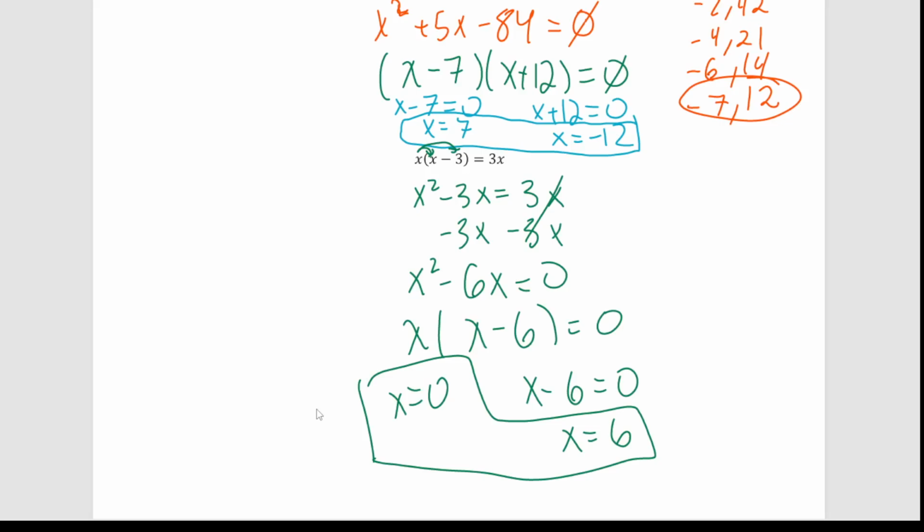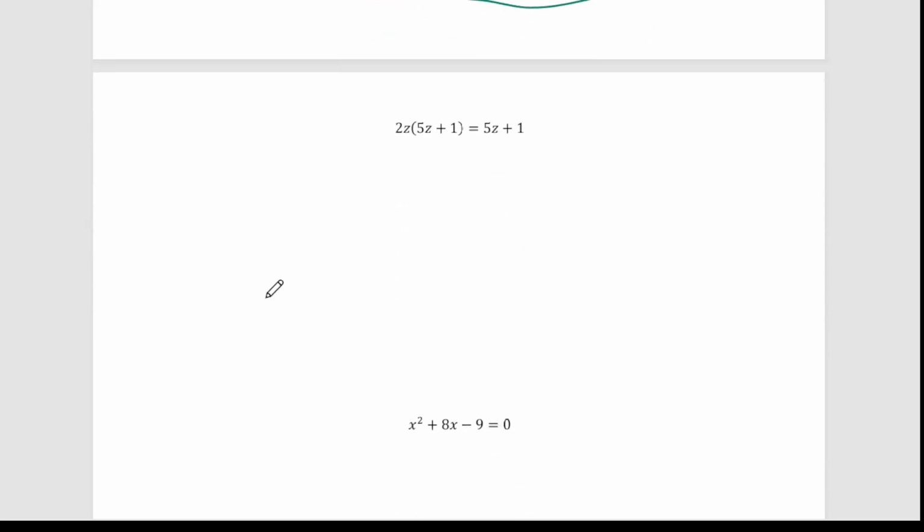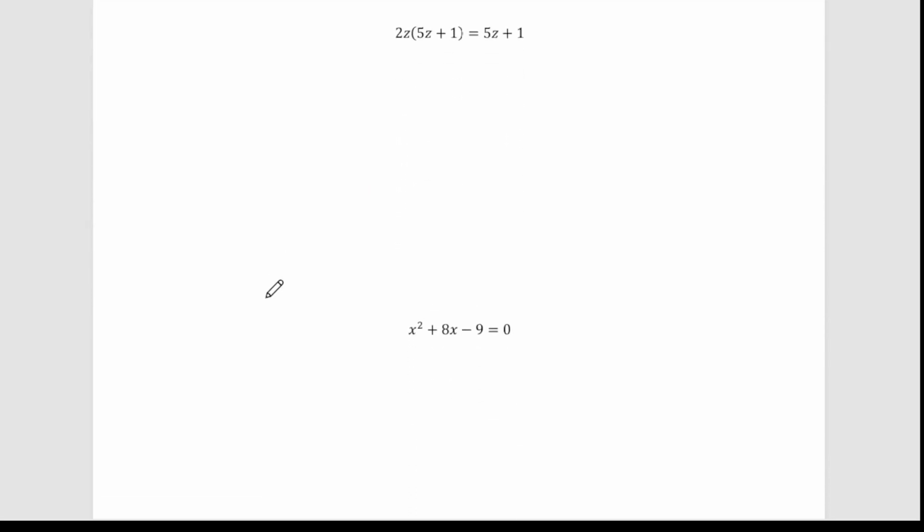because if I plug in 0, I end up with 0 equals 0. If I plug in 6, I end up with 18 equals 18, so I'm good to go. Go ahead and pause your video and try these next two yourself.